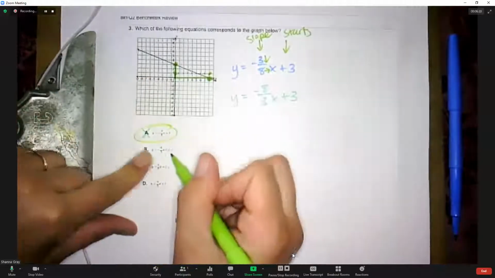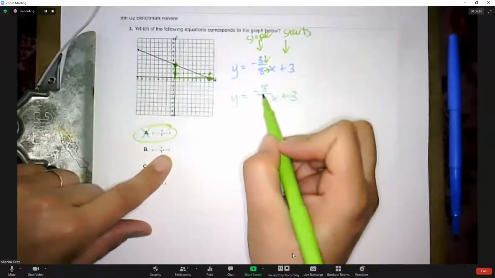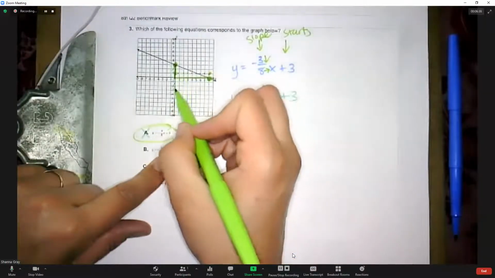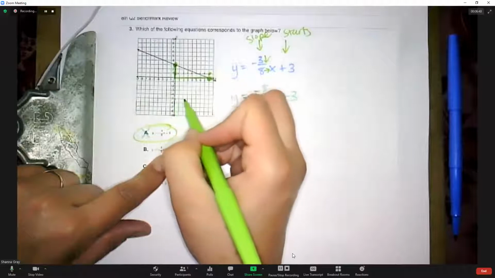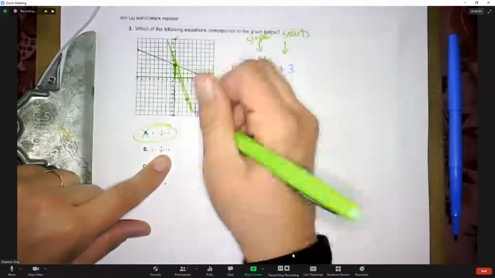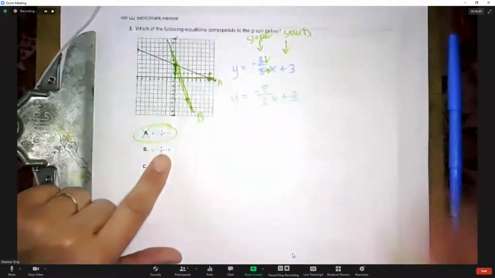So if I check these other ones, you can see they don't. So this one starts at 3, right? But instead of going down 3 over 8, this time it goes down 8. 1, 2, 3, 4, 5, 6, 7, 8, and then over 3. So this one, B, would look like that. So this one is A.